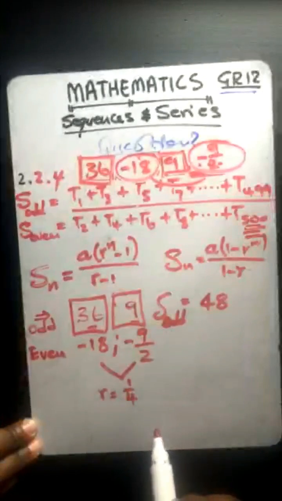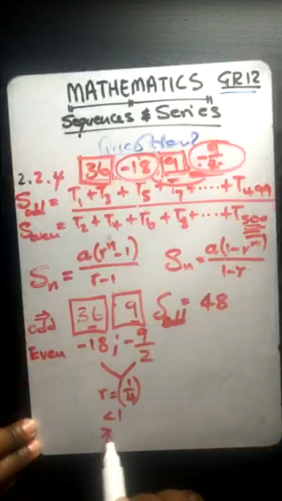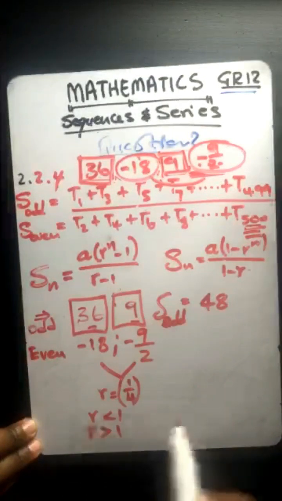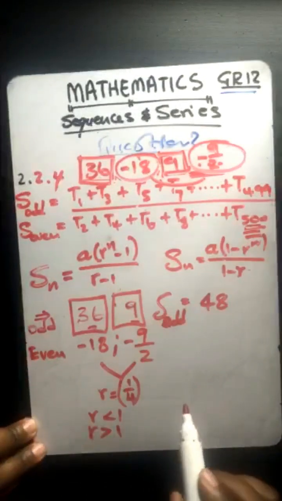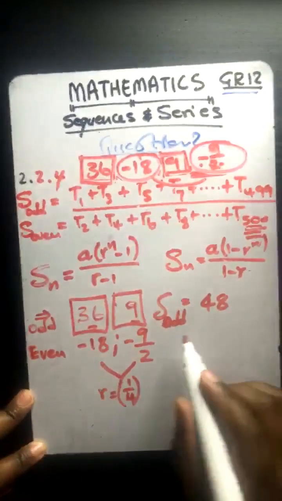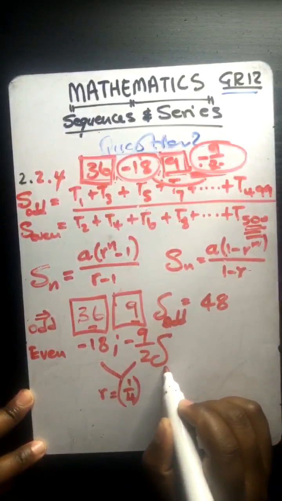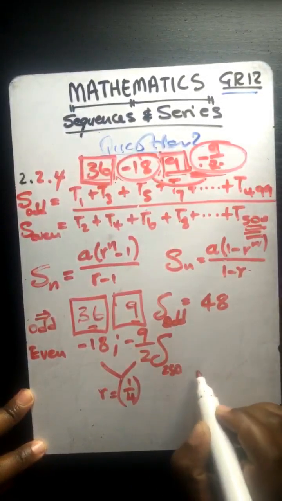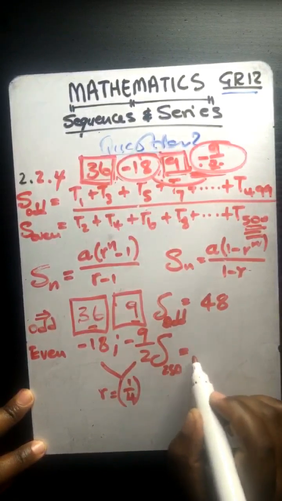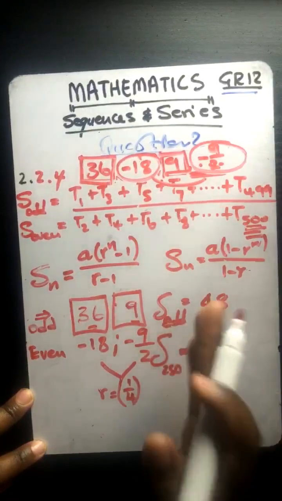Then we do the same. 1 over 4, is it less than 1 or greater than 1? So can you see we're still using the same formula? So now you substitute. Let's see how it looks. So that means it is the sum of, you can either say even numbers or 250 numbers, because we know the even numbers are also 250, just like the odd numbers. So it's more like a half of the total.